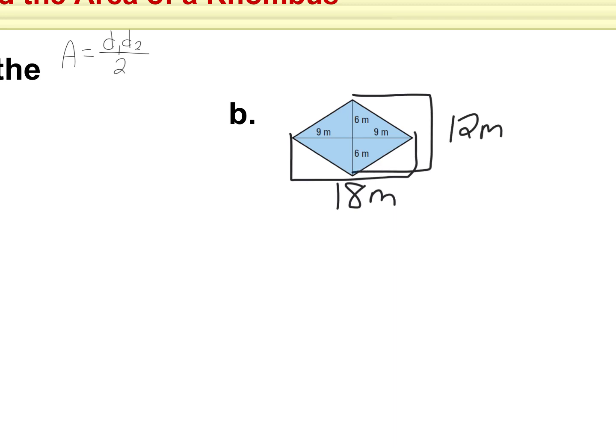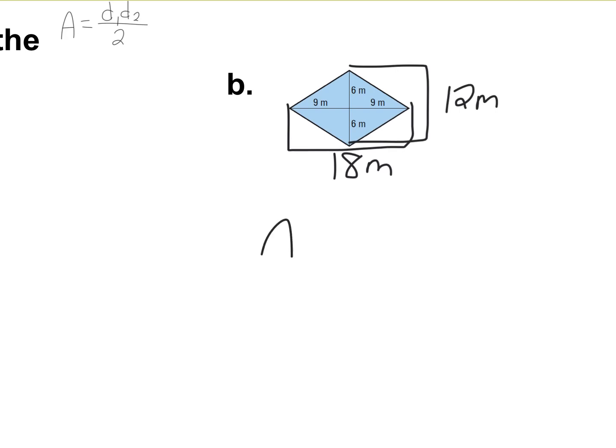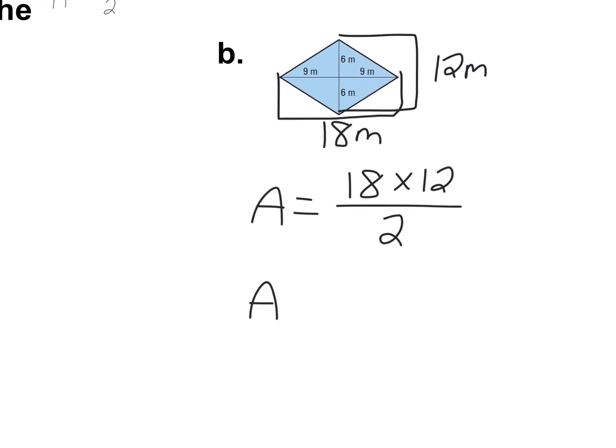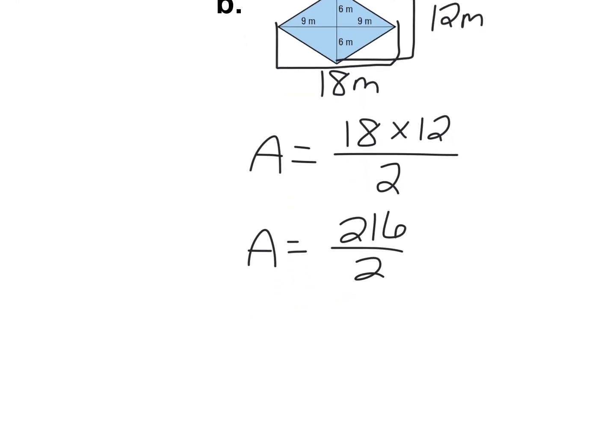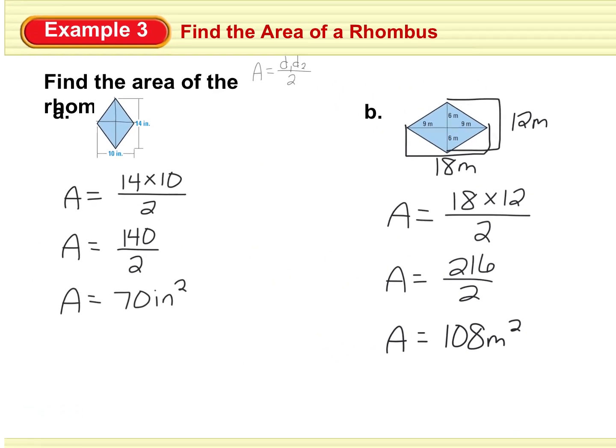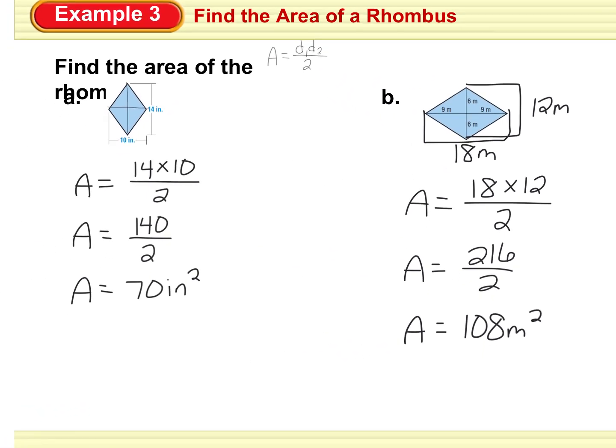Good. Now do we have everything? Yes. So area equals, what's diagonal 1? 18. Does it matter which is which? No. So take 18 times 12 divided by 2. What's 18 times 12? 216. 216 divided by 2. And then what's the last thing I got to do? Meters squared. Good. Okay, so similar formulas to what you've been working with, just with different shapes now. Okay, any questions on parallelograms or rhombuses? No? Okay.